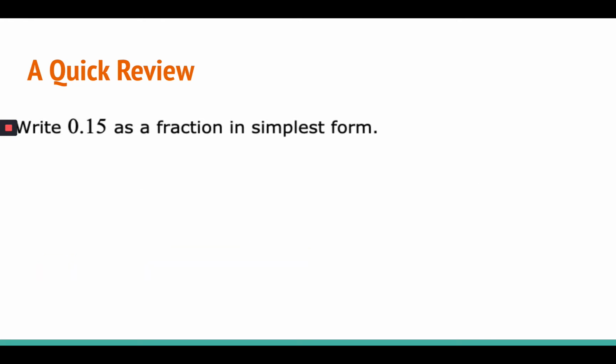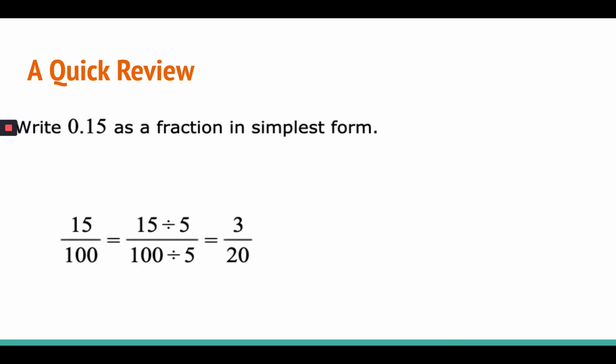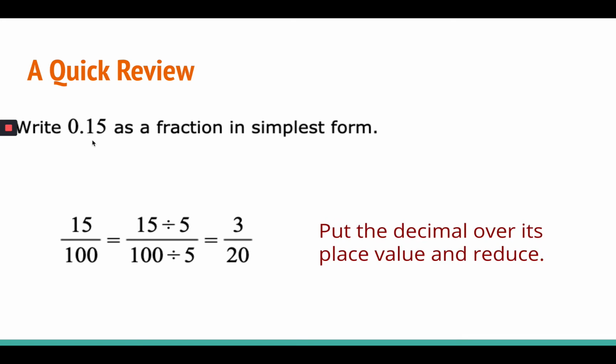All right. Write 0.15 or 15 hundredths as a fraction in simplest form. So converting a decimal to a fraction. You just put it over its place value. So you take the 15, and because it's in the hundredths place, it's just 15 over 100, which then reduces to a final answer of 3/20. And again, if you don't know how to reduce, there is a fraction calculator in your Google Classroom.